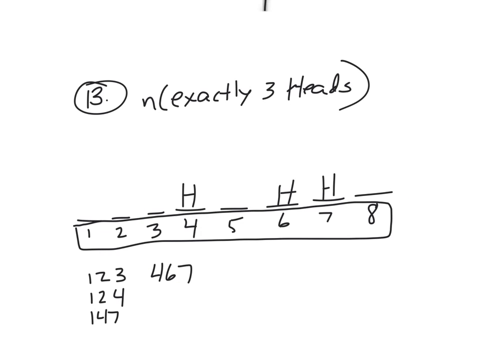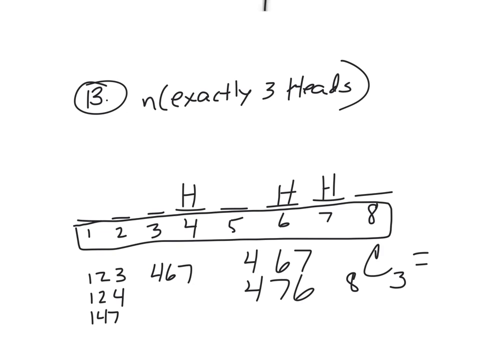Okay, so let's ask that question. Is repetition allowed? No. Does order matter? No. Order wouldn't matter, because if I had heads in blanks 4, 6, and 7, that'd be equivalent to having heads in blanks 4, 7, and 6. They're still in the same 3 spots. So since order wouldn't matter, I have a combination of 8 things that I'm choosing 3 at a time, whatever that's equal to. Now number 14 says, how many ways can I get exactly 4 heads?